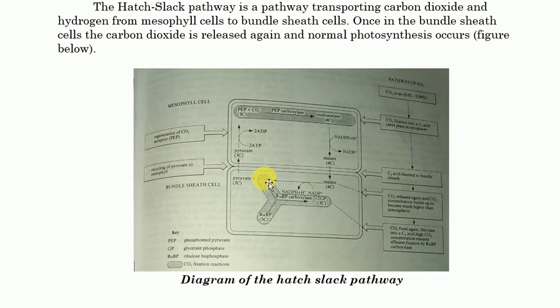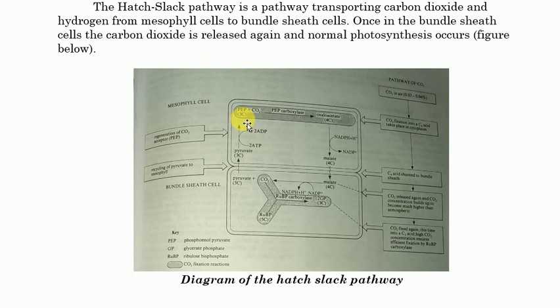Here, as you can see, when the carbon dioxide and hydrogen are removed, we form pyruvate, and the pyruvate goes back to the mesophyll cell. There the pyruvate is phosphorylated with 2 ATP molecules to form PEP. So the reaction seems similar, because it starts with carbon dioxide fixation. Then the second stage is the malate shunt. Then another step is the regeneration of PEP, which is the carbon dioxide acceptor.